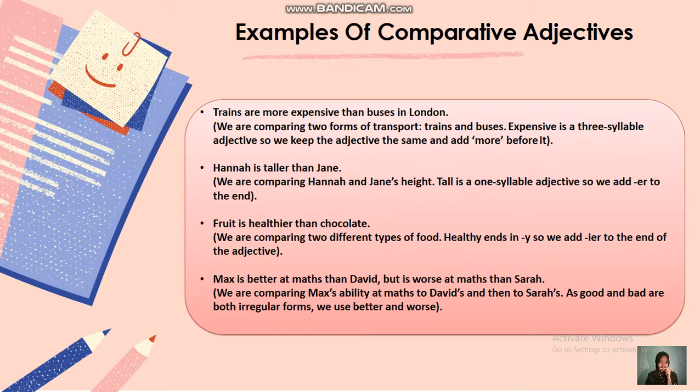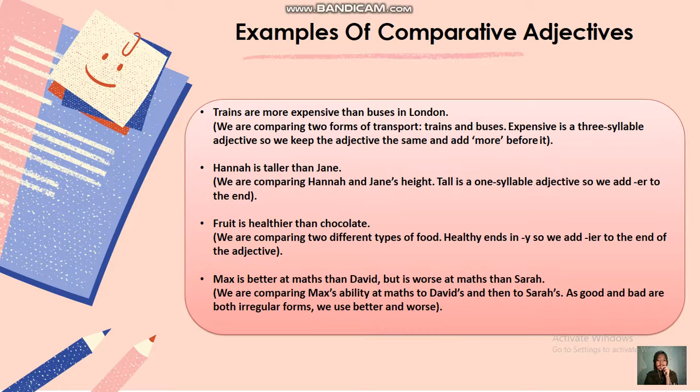Examples of comparative adjectives. First, trains are more expensive than buses in London. We are comparing two forms of transport, trains and buses. Expensive is a three-syllable adjective, so we keep the adjective the same and add more before it. Second, Hannah is taller than Jen. We are comparing Hannah and Jen's height. Tall is a one-syllable adjective, so we add "er" to the end.